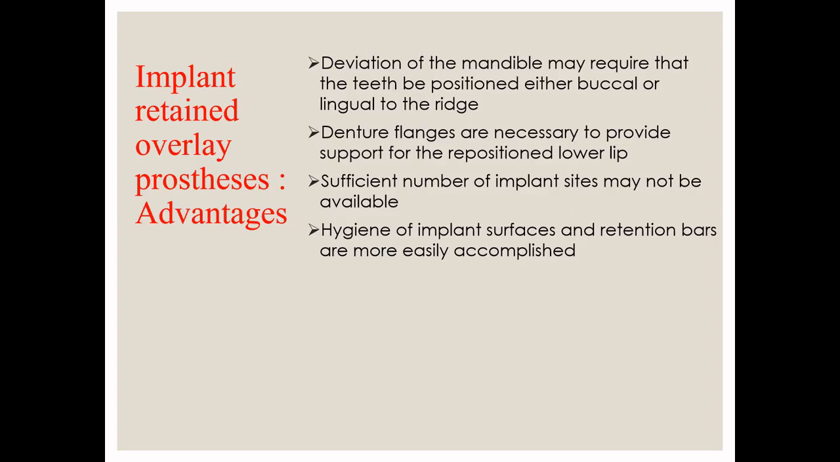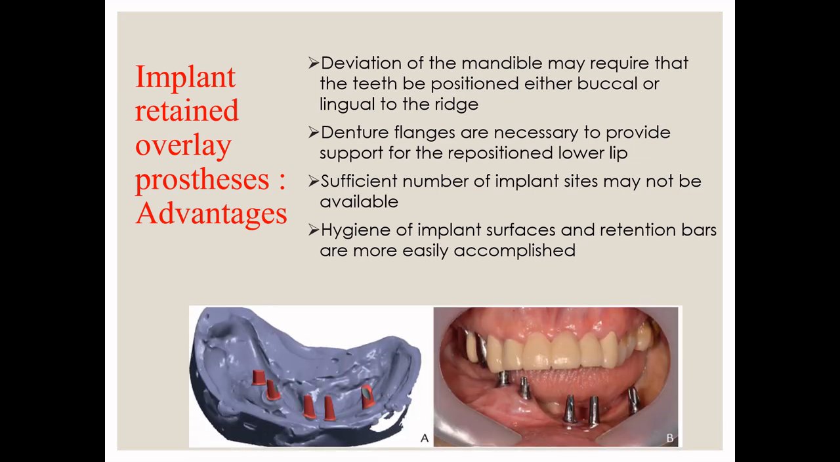So the main advantage of an implant retained overlay prosthesis is that it allows for positioning of the teeth either buccal or lingual to the ridge, which is often difficult if we are designing a fixed implant retained restoration. Next, the denture flanges are available in case of an overlay prosthesis, which are necessary to provide support for the repositioned lower lip.